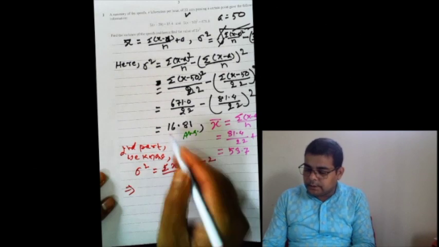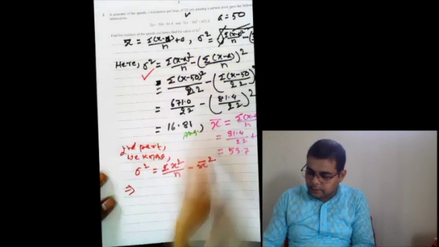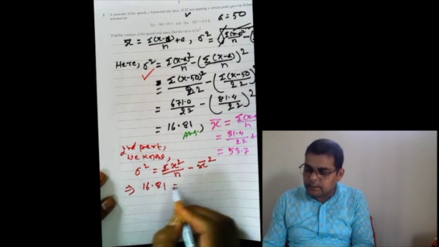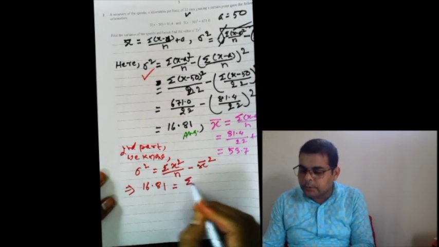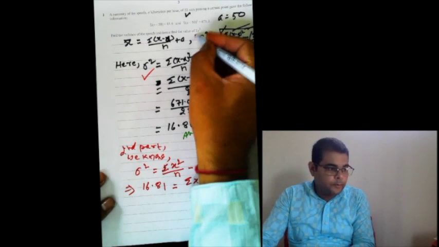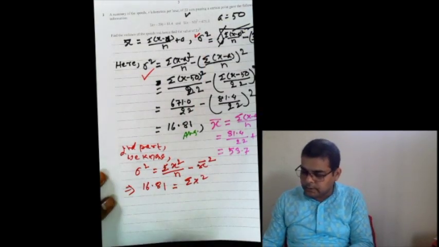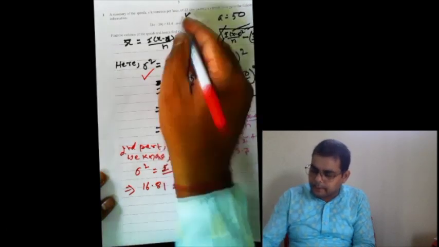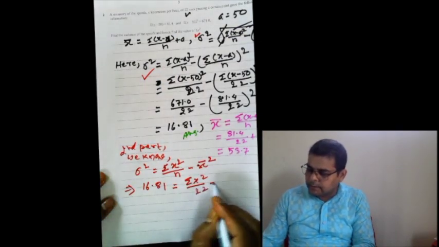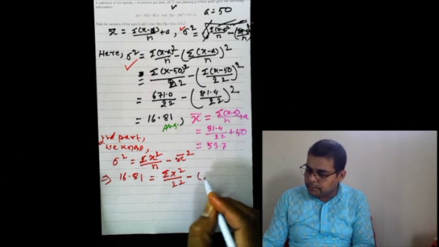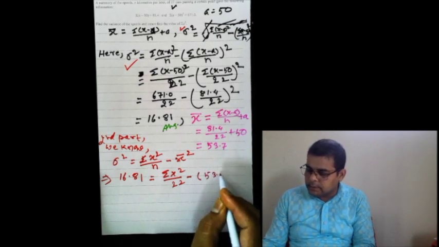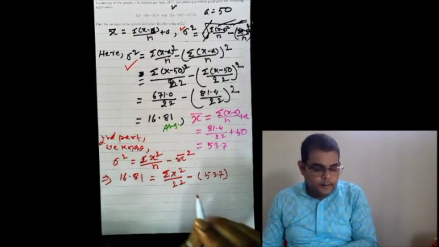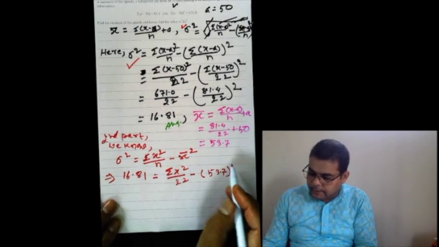There are different ways that you can do this sort of problem. So here, sigma squared value is already here, 16.81, and then summation of x squared we don't know because we have to obtain this, so we just leave it as it is. Divided by n, where n value is 22, minus x bar squared, where you can put 53.7 that we have got from there, and then it is squared.